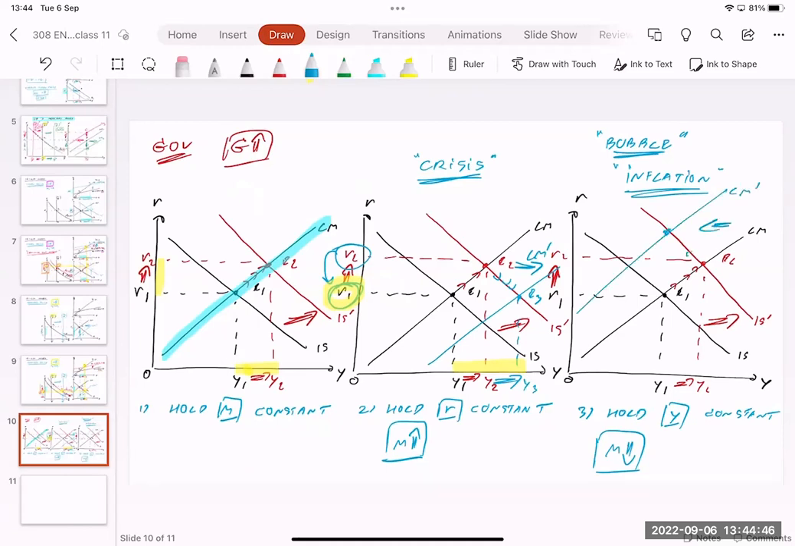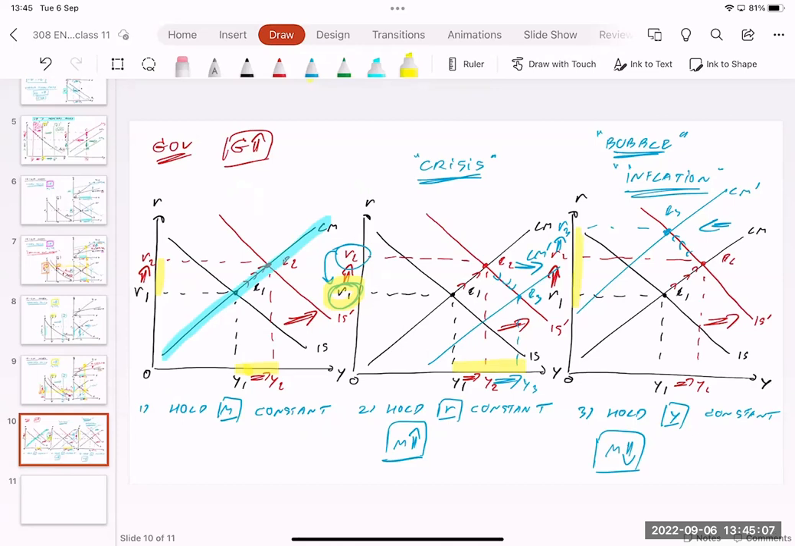And as you can see here, the equilibrium point goes up from E2 to E3, and the real interest rate increases one more step from R1 to R3. As you can see, in total, the real interest rate increases a lot. You see that for the yellow color, the real interest rate increases a lot.